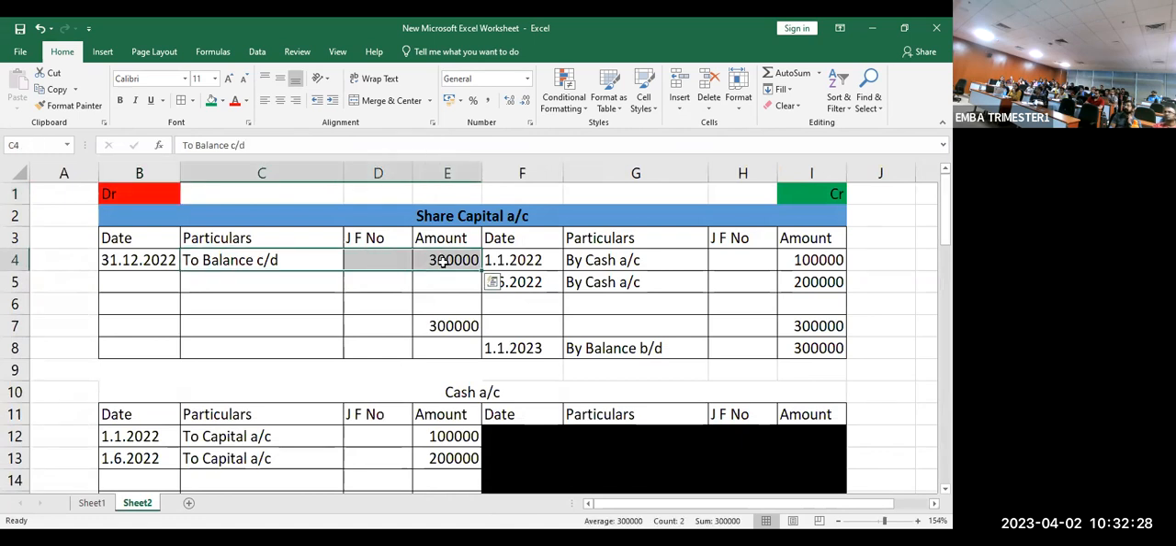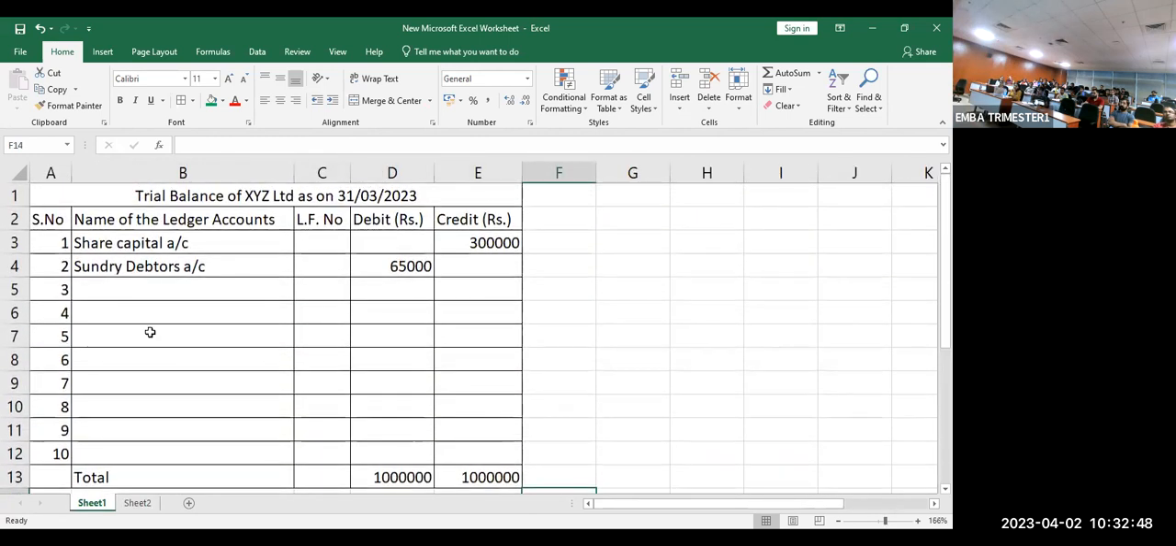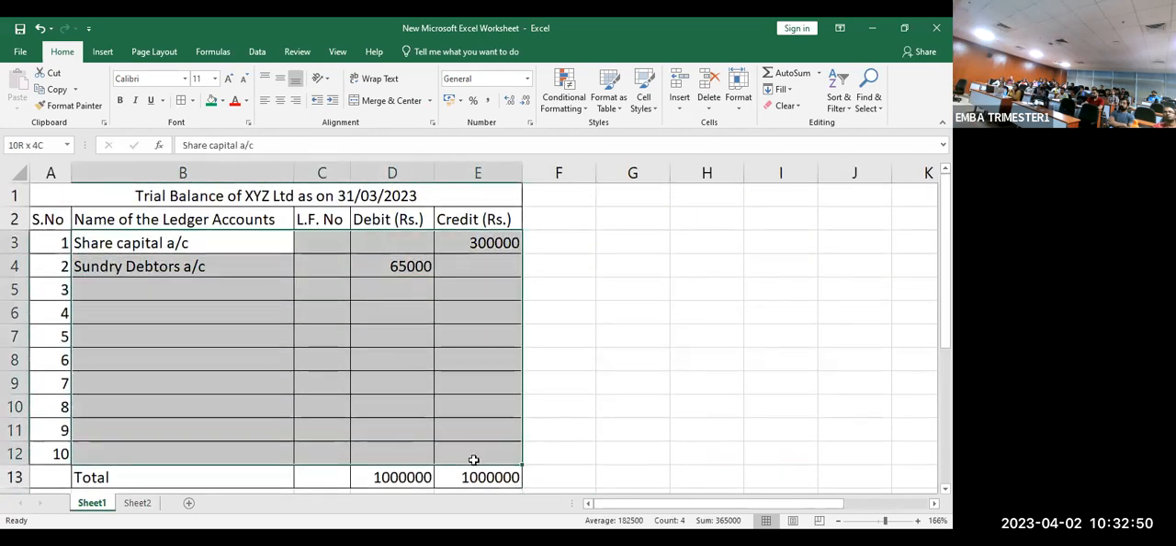Share capital account, 3 lakhs. I will not tell which side it is. I will give you a list of ledger accounts with amounts, and I will ask you to prepare a trial balance. How do you prepare? You know the trial balance format. You just make this format.